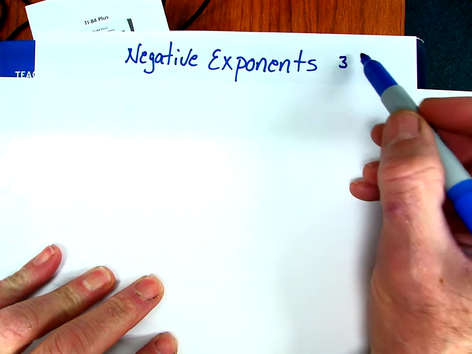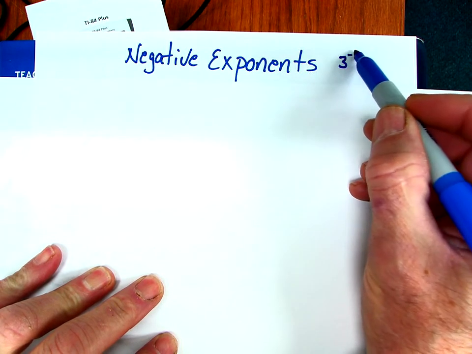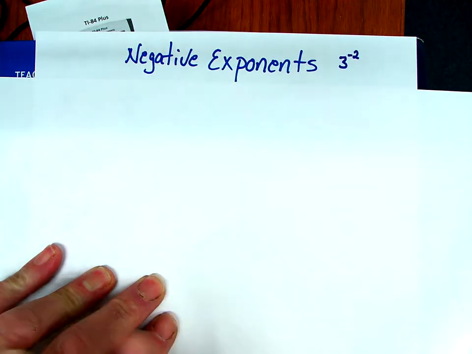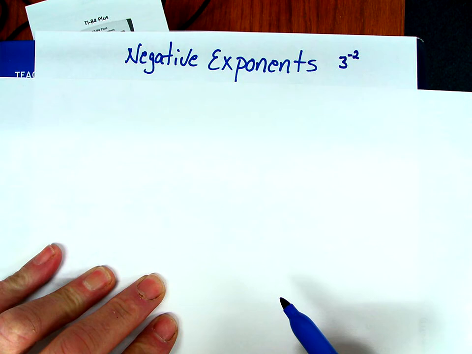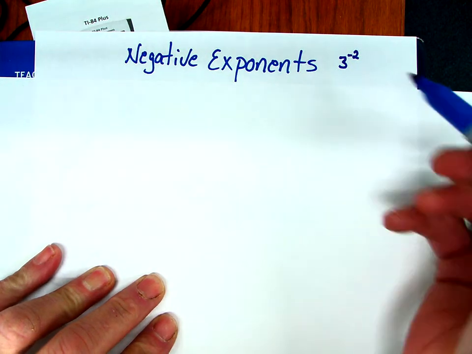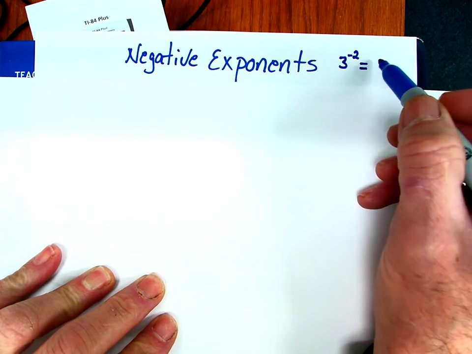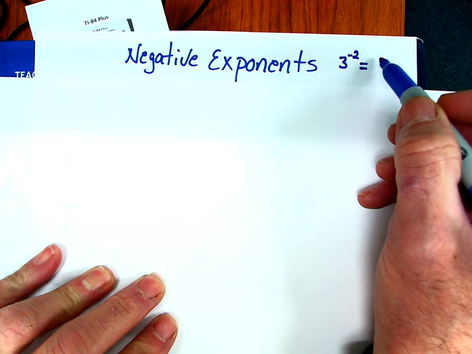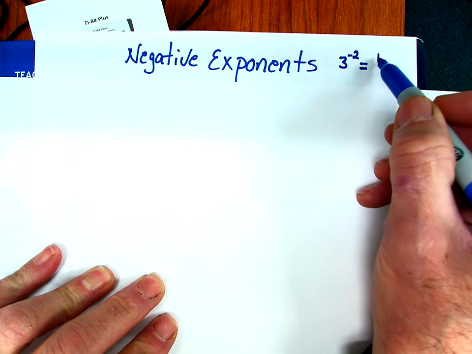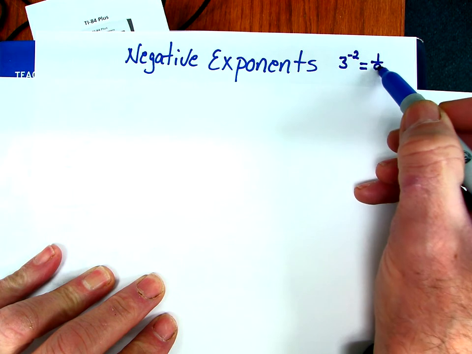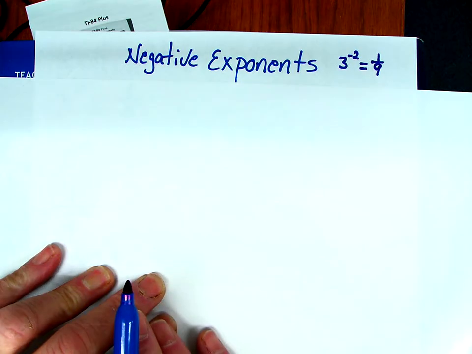So right now, with your calculator, do this: 3 raised to negative 2. Do that in your calculator. I'll give you just a moment. So if you did 3 raised to negative 2 in your calculator, what you got was 1 over 9. I wonder how that worked.